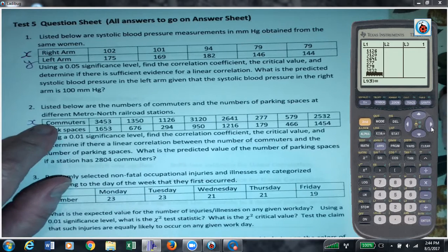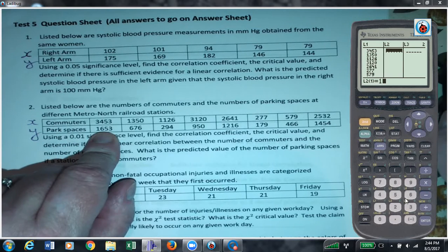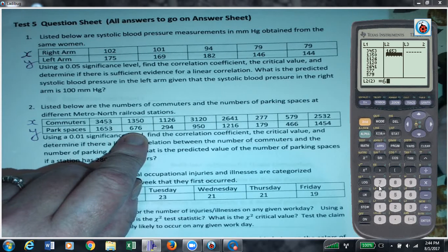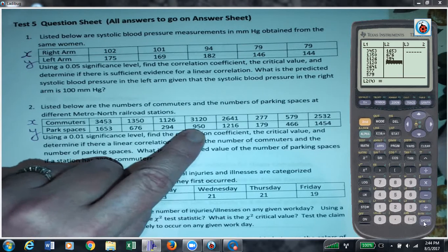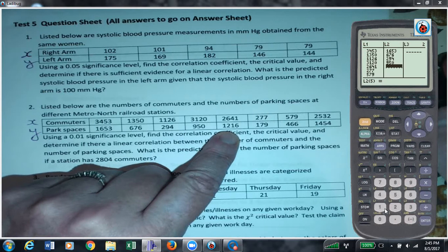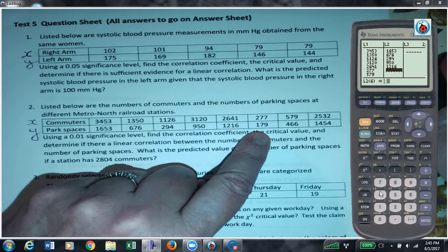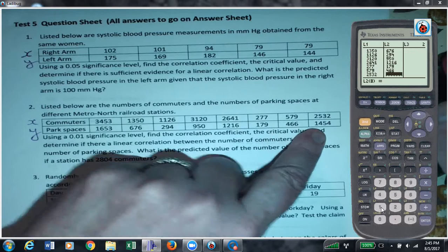Okay, and now list 2, I'll scroll over, and I'm going to have 1653, 676, 294, 950, 1216, 179, 466, and 1454.